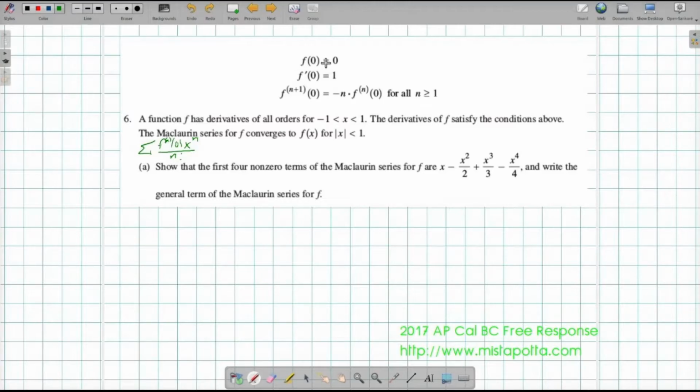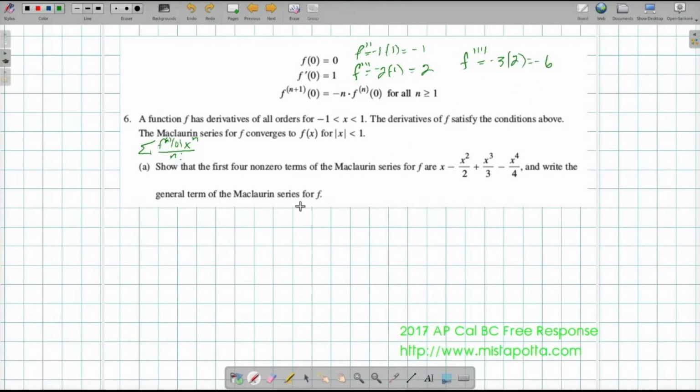They told us that f of 0 is 0, f prime of 0 is 1. So if I want to find f double prime, that means that n is 1 for my purposes. And so it's going to be -1 times my previous number, which is -1. If I want to find the third derivative, here n is 2. So it's going to be -2 times my previous answer, -1, which is a +2. And if I want to find the fourth derivative, n is 3. So this is going to be -3 times my previous answer, which is -6.